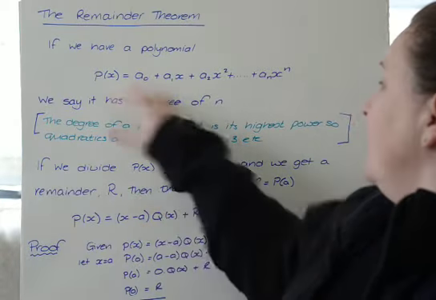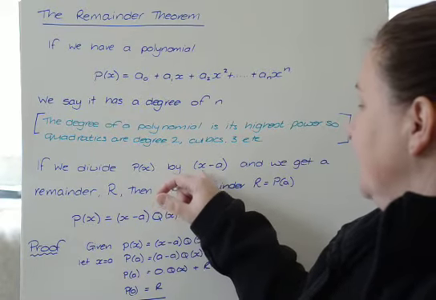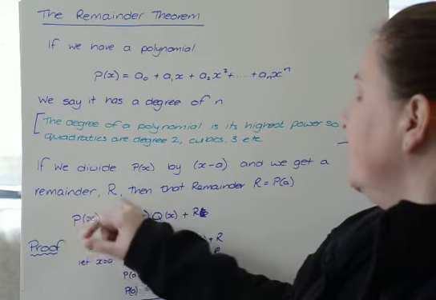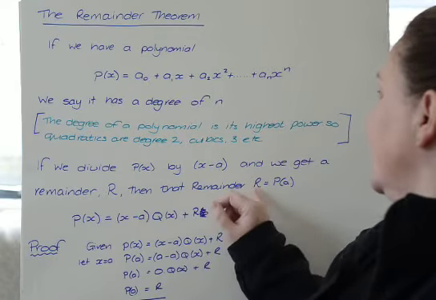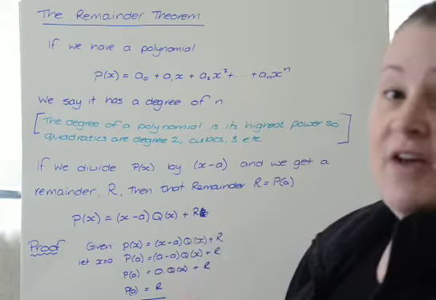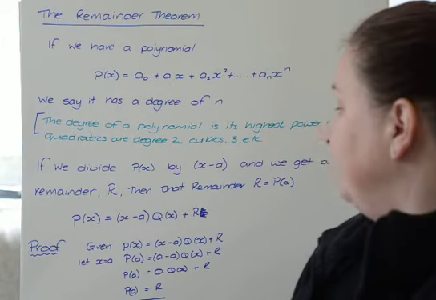Now if we divide this polynomial by a divisor, x minus a, and we get a remainder, then that remainder is the value of this polynomial when a is substituted in for x. Okay, and that is always the case. That essentially is the remainder theorem.